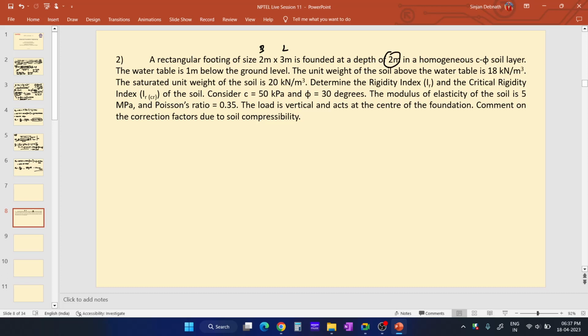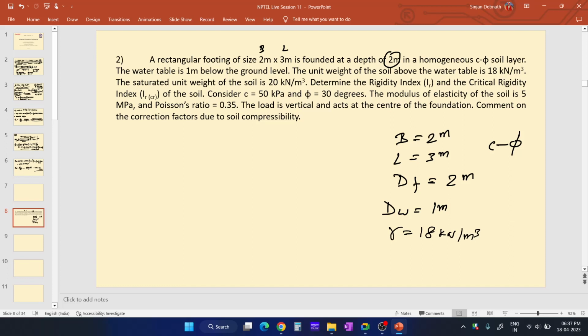So let me write down all the parameters over here. So breadth of the foundation is how much? It is 2 meter. The length of the foundation is 3 meter. The depth of the foundation is 2 meter in a C-phi homogeneous soil. The water table is 1 meter below the ground level. So dW is how much? It is 1 meter. The unit weight of soil above the water table is 18 kilonewton per meter cube. So gamma is 18 kilonewton per meter cube. The saturated unit weight of soil is 20 kilonewton per meter cube. So gamma sat is 20 kilonewton per meter cube.